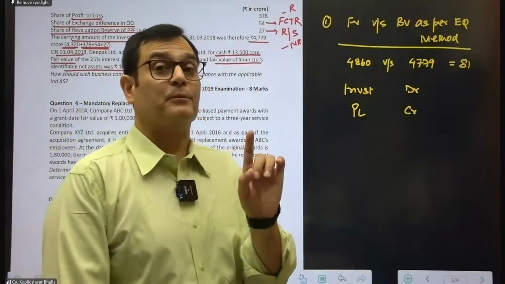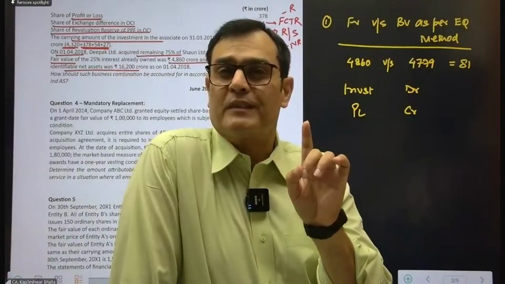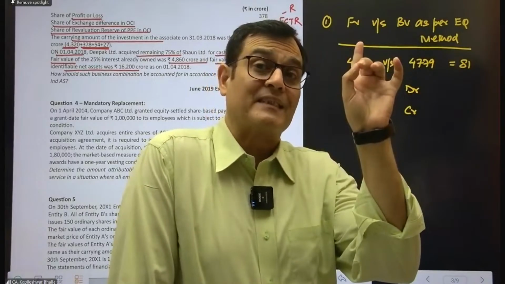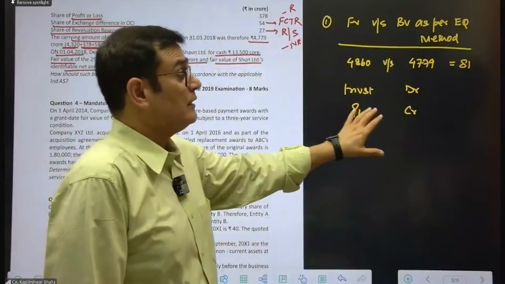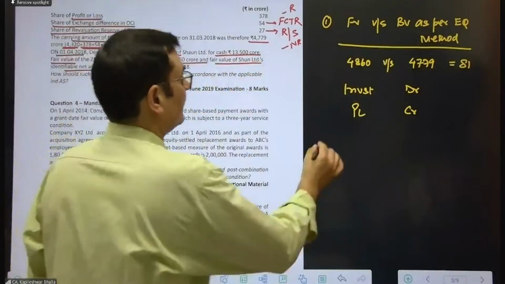When you compare the book value as per equity and fair value, in terms of significant influence to control, it goes to P&L. In the first case, passive to control is a different situation. If it is equity to control, it is profit and loss. Okay, sir, got it. Right.